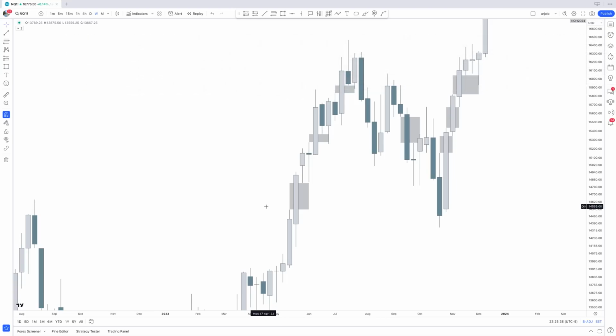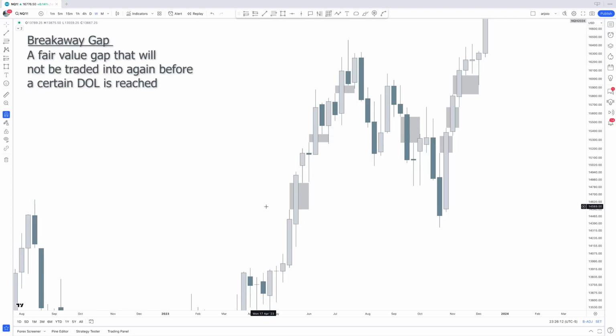A breakaway gap is a fair value gap, but within fair value gaps you also have different kinds of gaps. A breakaway gap is understanding that the gap will not be traded back into before we reach a certain draw on liquidity. So in the short term, in the next 2-3 candles, we will not trade back into a breakaway gap. So if we understand the 3rd candle of a fair value gap, then we can have a great idea already if that fair value gap is actually a breakaway gap.